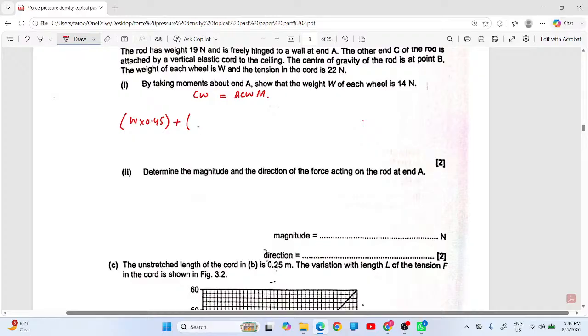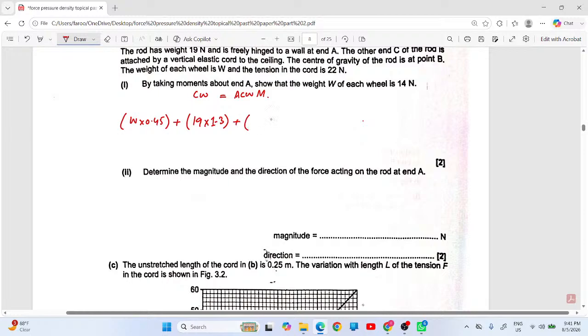Okay, let's do it this way. What is the total length of the rod? And you have to divide it by 2. So here we write 19 into 1.3. Did you get it? How do we calculate the midpoint? You have to add them and then divide by 2.